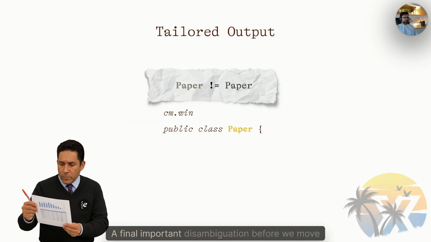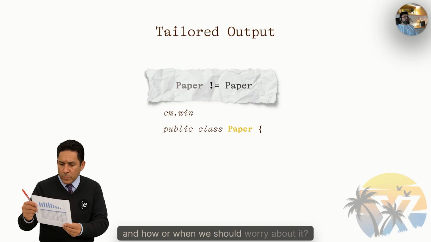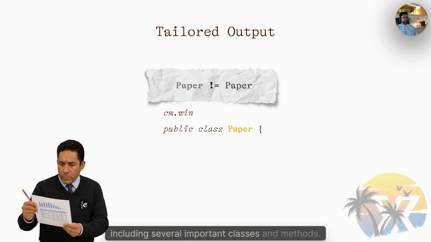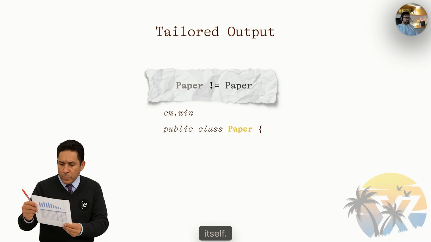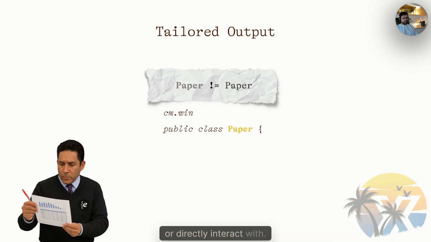A final important disambiguation before we move forward. What is paper for CET and how or when we should worry about it? The name paper is used in various places throughout core, including several important classes and methods. The most basic one is the class paper itself. This class, although vital to the entire system, is something you'll probably never have to touch or directly interact with.